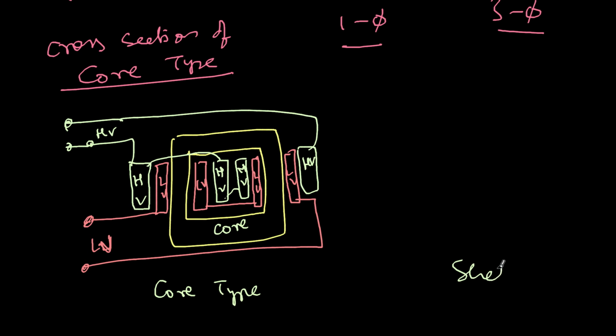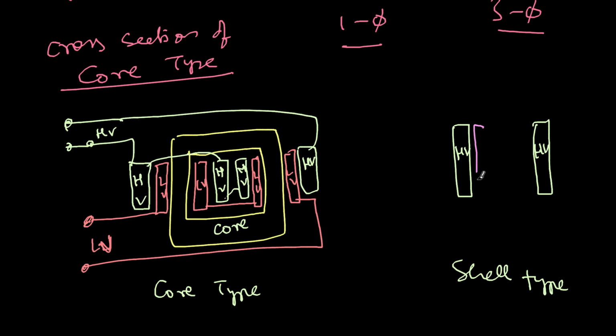Now in shell type, there is only one section of coil. So this is high voltage, this is high voltage. This is again the cross section view. Inside that I have the low voltage. Now the core. The core is like this.